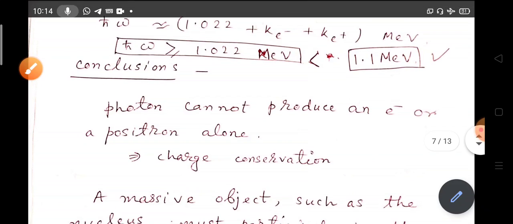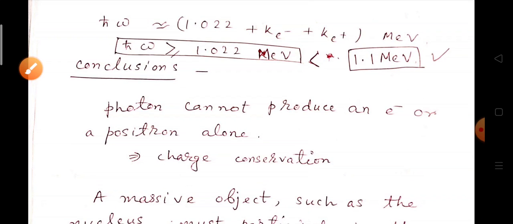Now we should draw some more conclusions and learn some more physics about pair production. We should know the pair annihilation process also, and we will compare the energies required for the photoelectric effect, for the Compton effect, and for pair production.